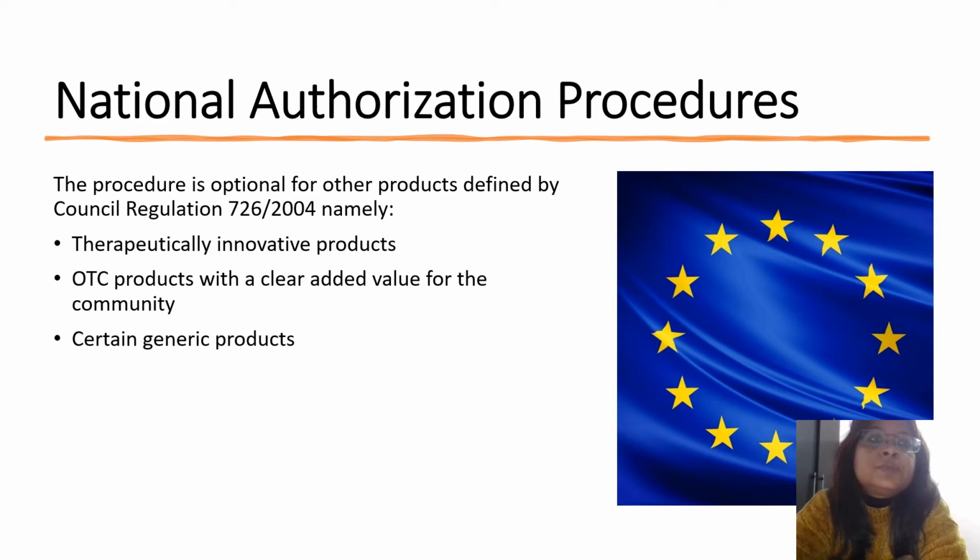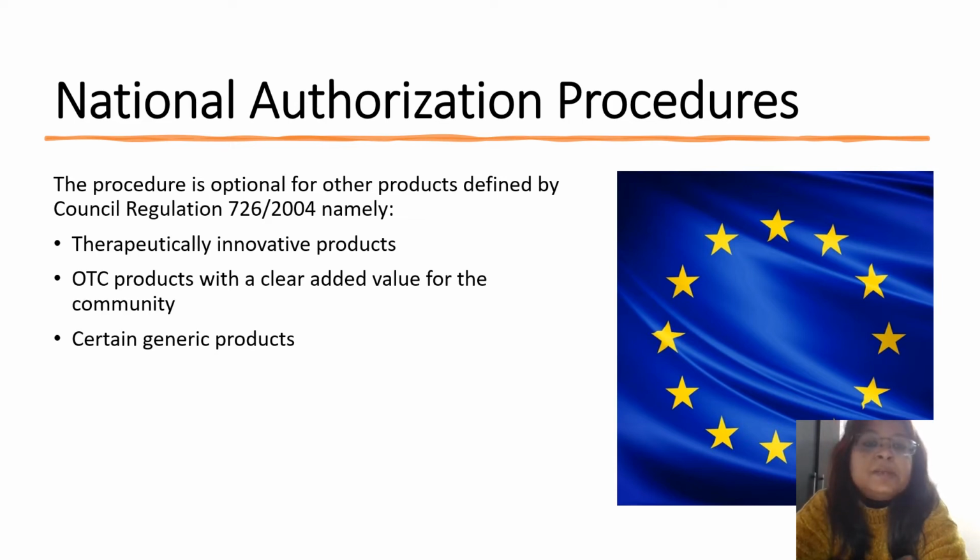Talking about the second method, which can be utilized by the pharmaceutical company, is the national authorization procedure. This route is chosen by companies when they want to market the product, or have the authorization, in a single country among all the 27 member states. So they don't want to market the product at the same time in all the countries, but are targeting a single country.